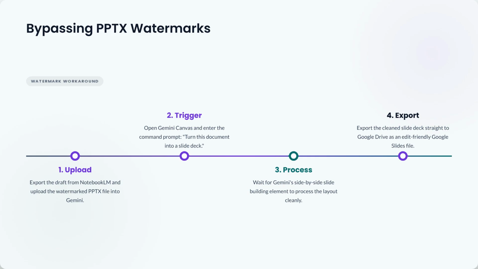To bypass PPTX watermarks, follow this 4-step process. Export your draft from NotebookLM, upload the file to Gemini, trigger the slide deck generation, and finally, export the cleaned result to your Google Drive.